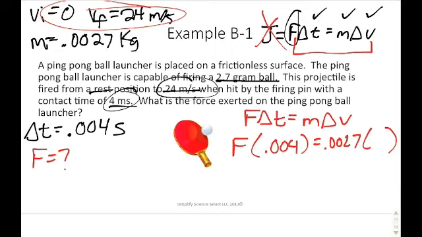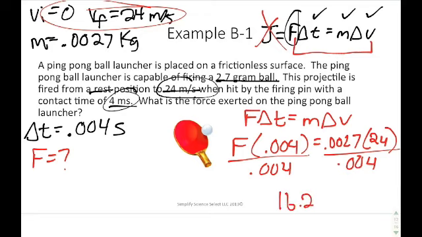So in our case, 24 minus 0, which is 24. Well, at this point, you would divide both sides by 0.004 to get F by itself. And when you do that, 24 divided by 0.004 gives you a value of 16.2 newtons.